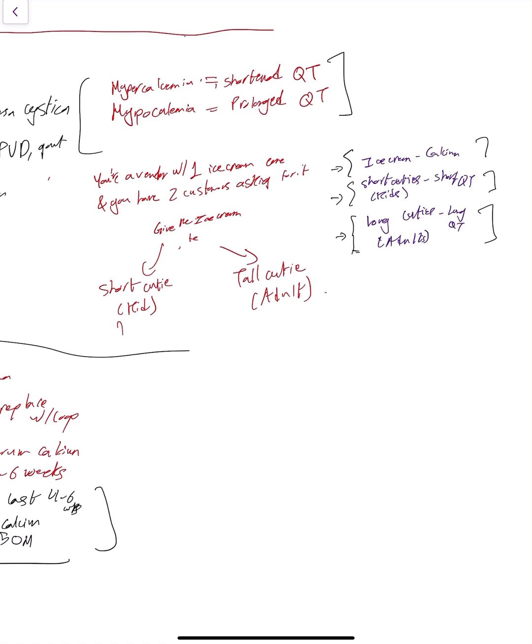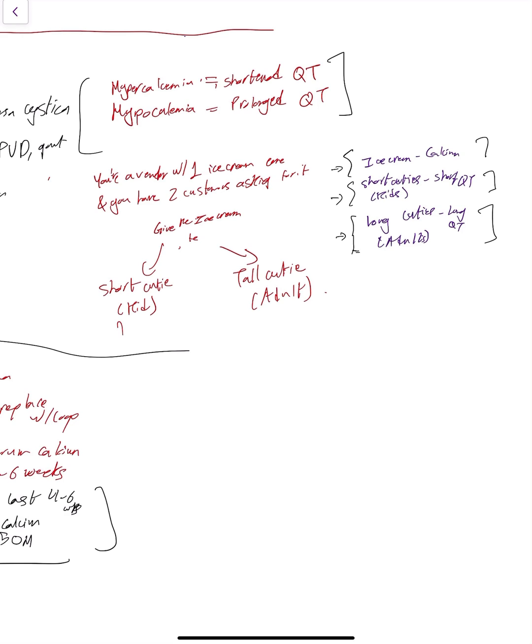So I'm going to start the scenario. Imagine you're a vendor with a single ice cream cone only, and you have two customers asking for it equally, and both are persistent in asking. You have the choice to give the ice cream cone to the short QT, the kid, or the adult, the tall QT. This is a tough situation. You only have a single ice cream cone, though. How do you make the decision?